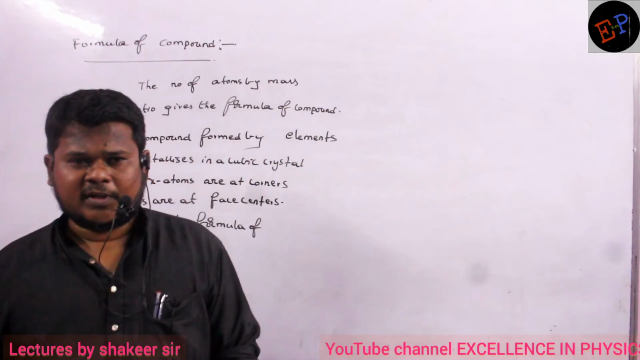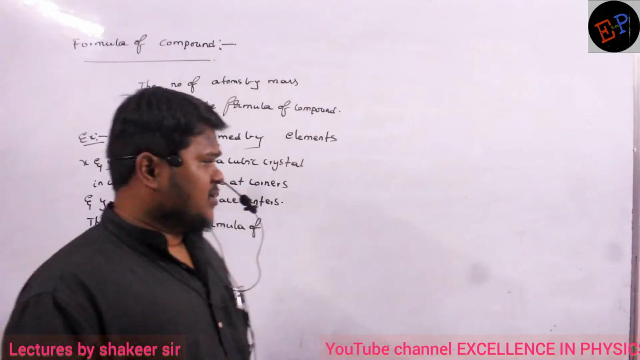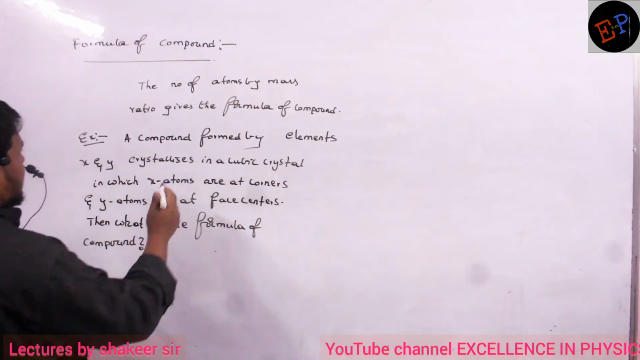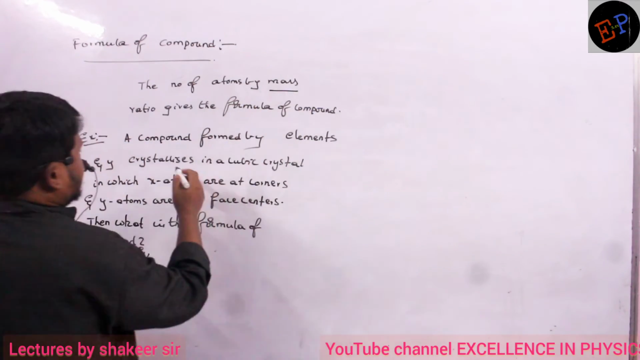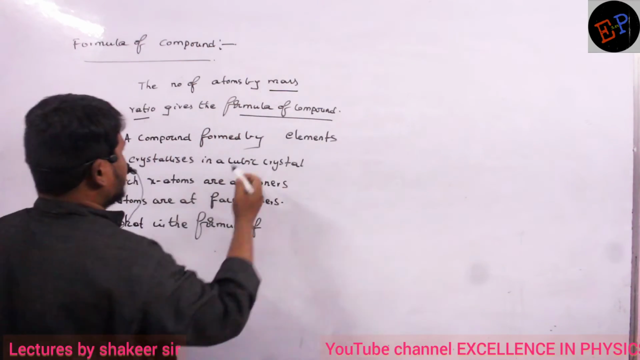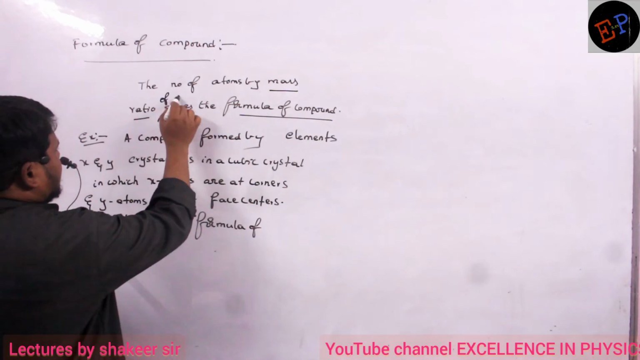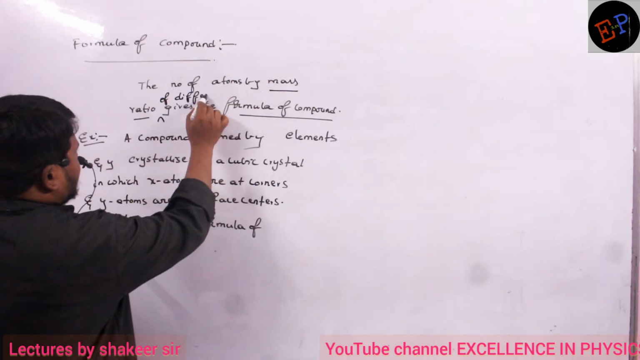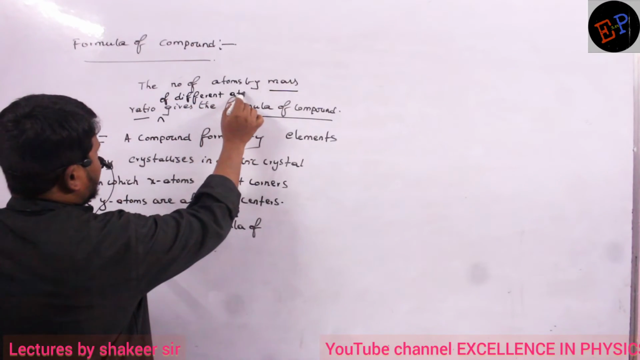I mean, you should have studied this in chemical bonding, no? Are you able to understand? Now, see. The ratio of the number of atoms by mass of different atoms gives the molecular formula of the compound of different atoms. Are you able to understand, ma?